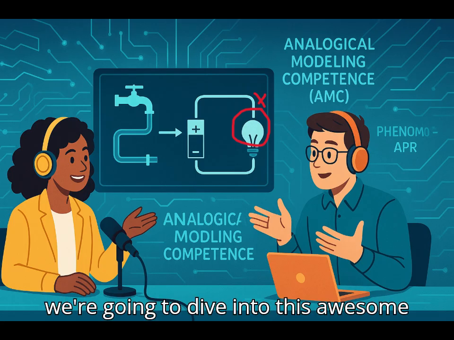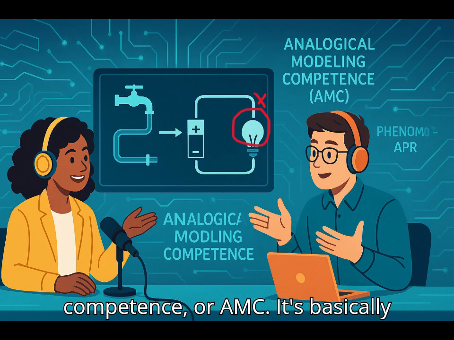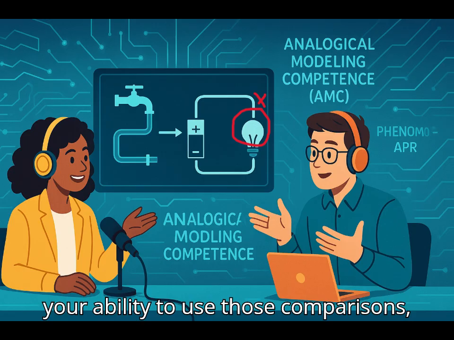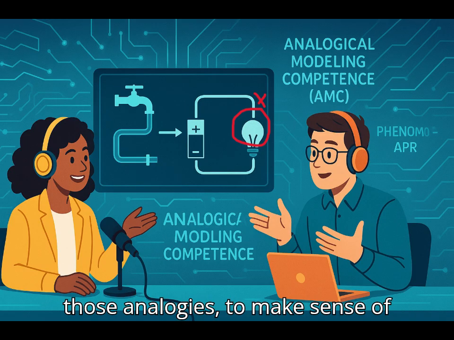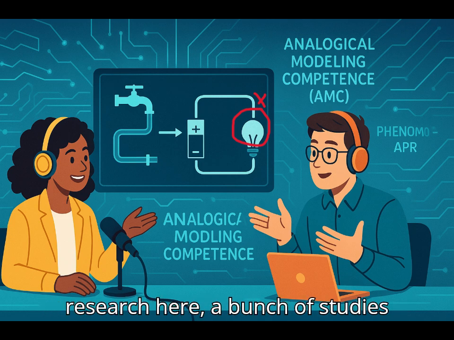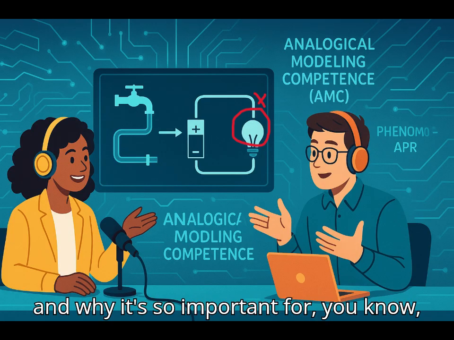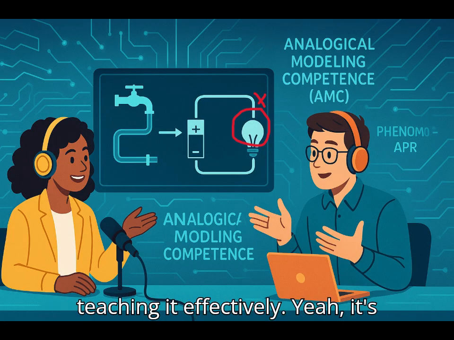Exactly. So today we're going to dive into this awesome idea called Analogical Modeling Competence, or AMC. It's basically your ability to use those comparisons, those analogies, to make sense of science. And we've got some really cool research here, a bunch of studies actually, that look at what AMC really is and why it's so important for, not just learning science, but also for teaching it effectively.